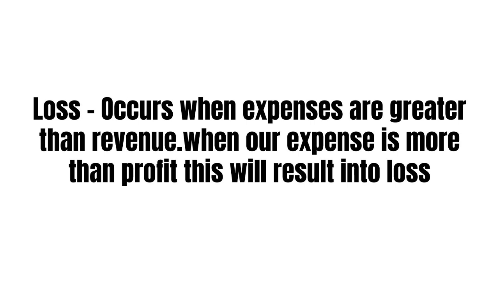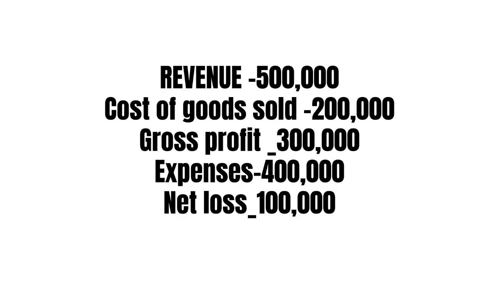Let's look at this example for better understanding. A company's income or revenue is 500,000. Their cost of goods sold, that is the cost of the goods they sold, is 200,000. Then their gross profit is 300,000. That is after deducting 200 from 500. That's how we get our gross profit of 300,000.